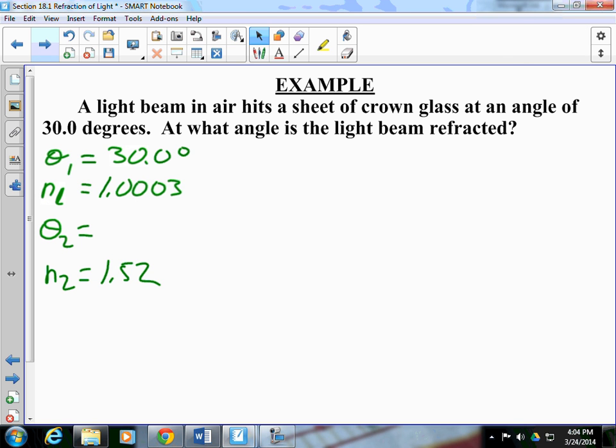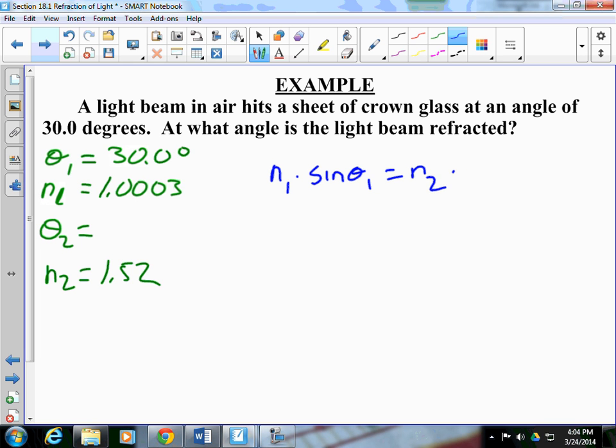So if we go ahead and set up this equation, what we're left with is n1 times the sine of theta 1 is equal to n2 times the sine of theta 2.